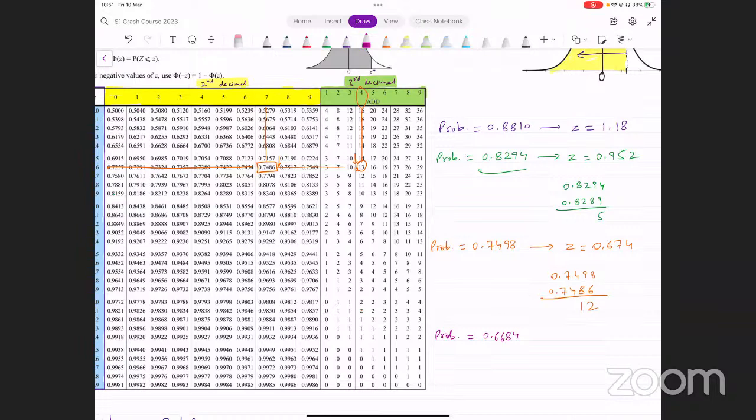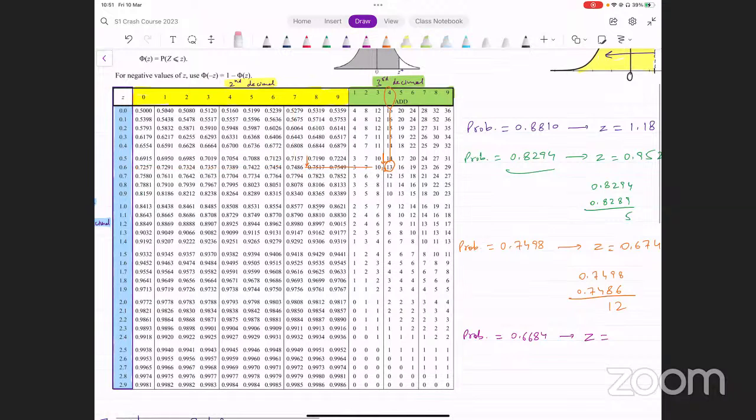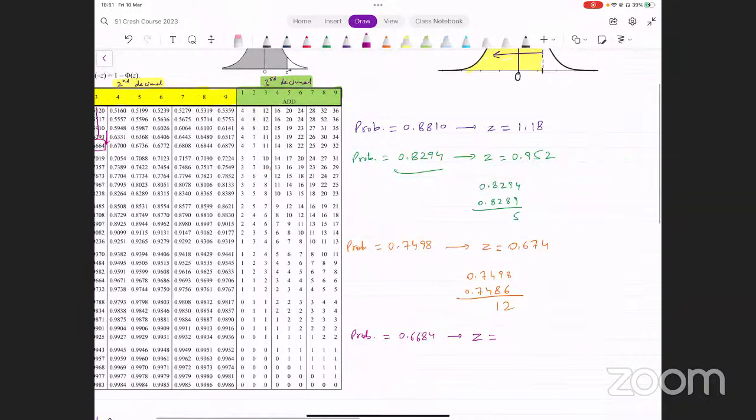Let's say we have something like this. The probability is 0.6684. Again, we need to find the value of z corresponding to this. How do you figure this out? Let's search for this value in the table. 0.6684. Where is that? It's going to be somewhere here between these two values. What we do is we take the smaller value, which is 0.6664. This is the value that we take from this. What's the value of z that we're getting? 0.43. The first two decimal places are 0.43.